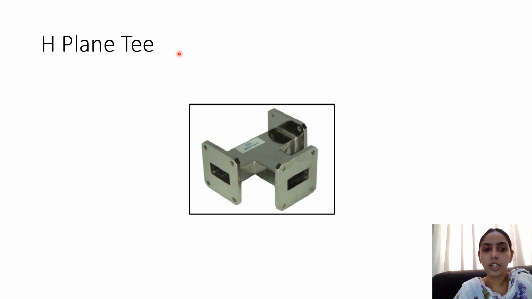Now, coming to the H-plane T. In the H-plane T, as the name indicates, the magnetic field of the side arm is parallel to the magnetic field of the main arm. The electric field is shunting and this arm is the additive of the signals of port 1 and port 2. So if this is port 1, this is port 2 and this is port 3, port 3 is the additive port. It is going to give the summation of the input powers at port 1 and port 2.